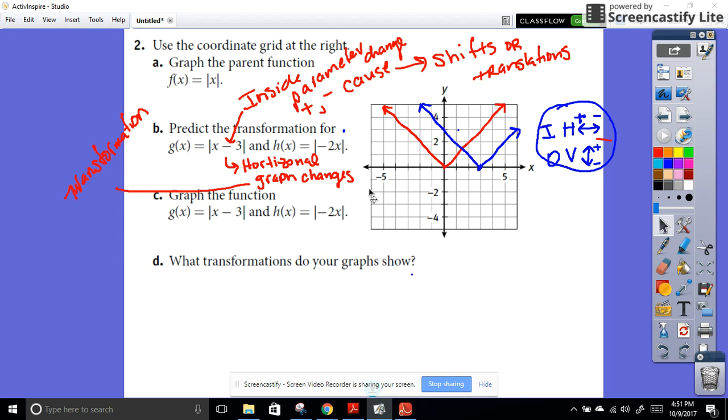Okay, so we said it. The graph changes, graph the function. We did that. What transformations did your graph show? Let me get my pen back. Okay. For this one, it was a horizontal shift. Remember, inside changes are horizontal. Horizontal goes this way, so it's plus and minus. It said minus, so it's a horizontal shift 3 right.